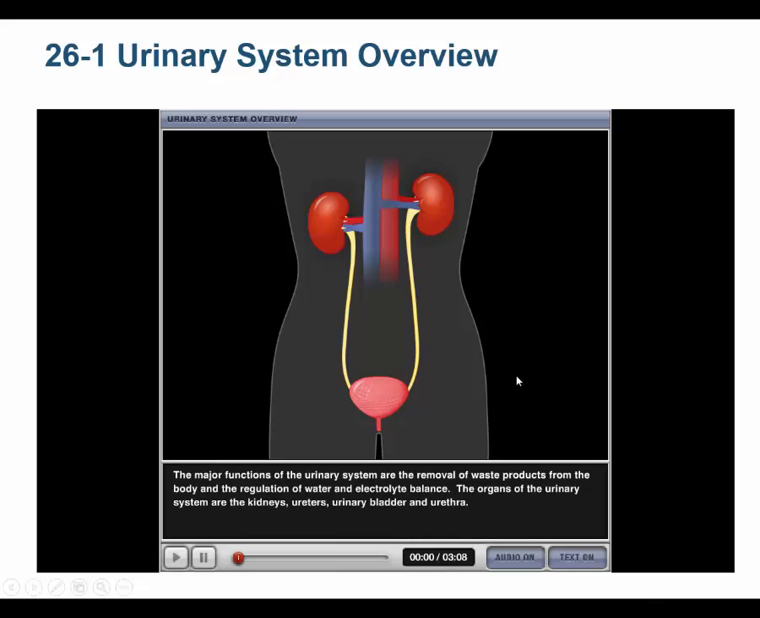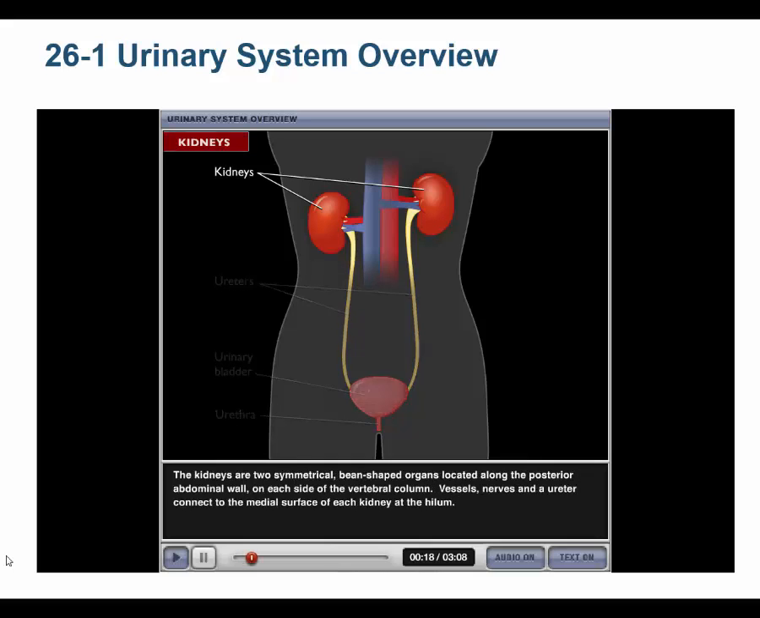All right, so this is the overview of the urinary system. The major functions of the urinary system are the removal of waste products from the body and the regulation of water and electrolyte balance. The organs of the urinary system are the kidneys, ureters, urinary bladder, and urethra. The kidneys are two symmetrical bean-shaped organs located along the posterior abdominal wall on each side of the vertebral column.